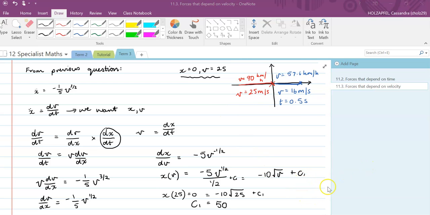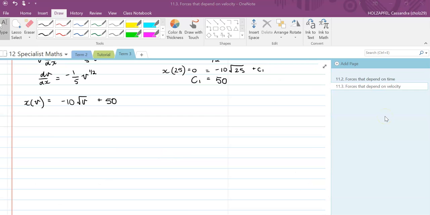Let's pop this value for our constant of C1 is equal to 50 back into this expression. And then what we can do is we can go ahead and solve for our displacement. I've completely removed time from this equation. So we know from A that our answer for that time taken was half a second. But what we do know here is that that velocity at that point is going to be 16 meters per second. So we can use the velocity now rather than the time to solve for this particular function.